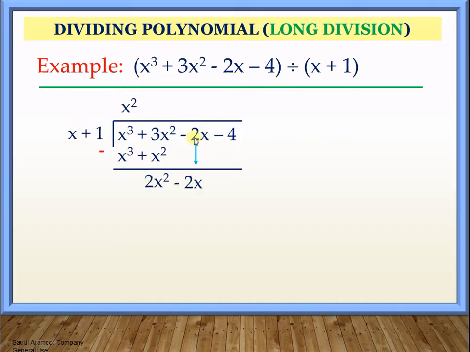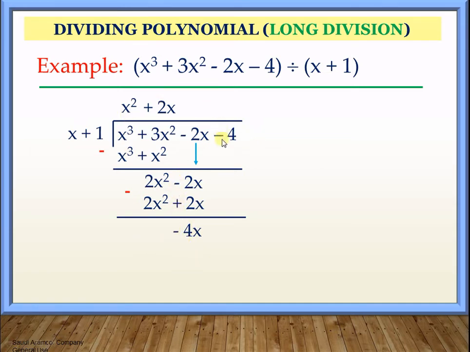Yes, another term. Now after putting down one term, you check again the leading term of this and this one. So 2x squared divided by x will give you positive 2x. Again, when we place something up here, we have to multiply it back. So 2x times x and 2x times positive 1 will give us 2x squared and 2x. Then subtract again. 2x squared minus 2x squared is 0, and negative 2x minus positive 2x will give us negative 4x. Be careful with your subtraction.